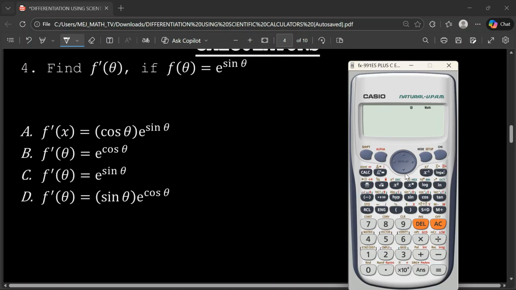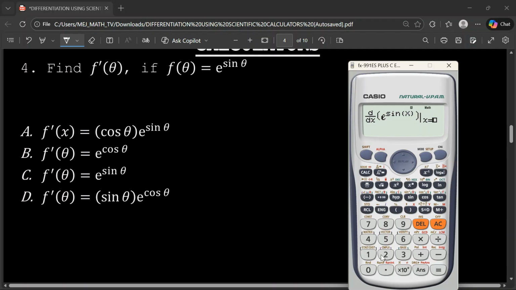Find f prime of the variable theta if f prime of theta equals e to the power sine theta. Now, there is no theta on the scientific calculator, so you're going to use x as theta. So let's try to differentiate this function. We're going to have dy dx of e to the power sine alpha x.